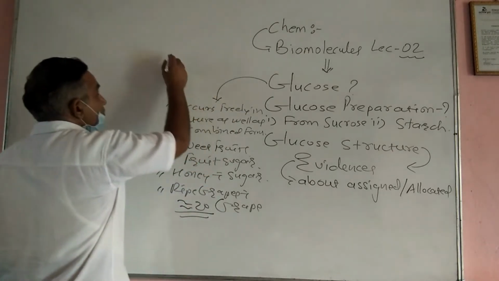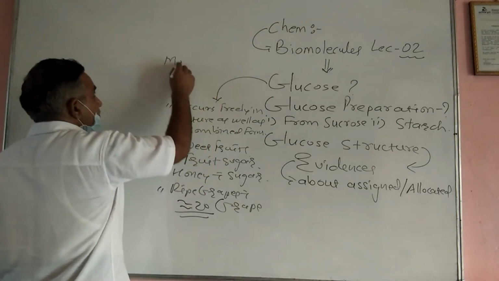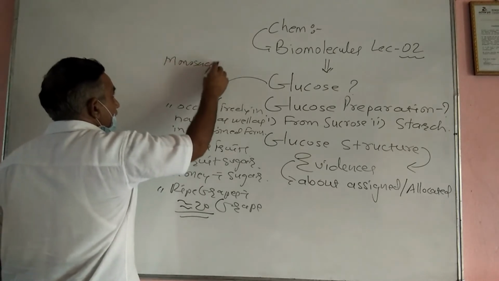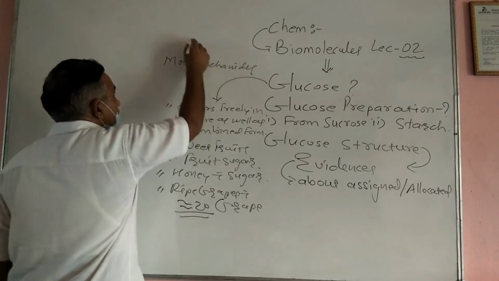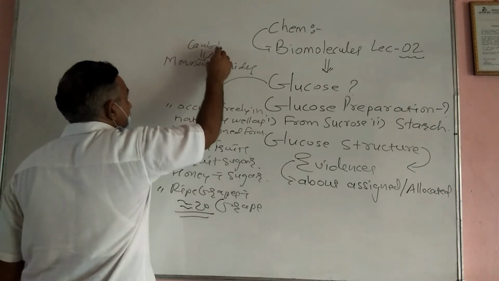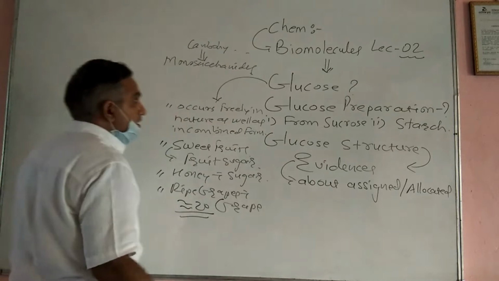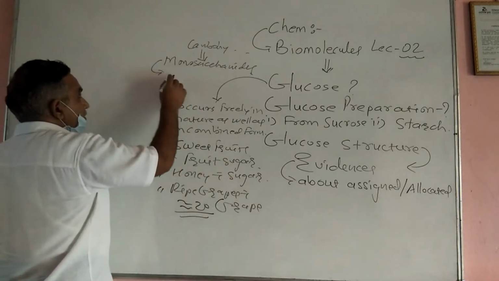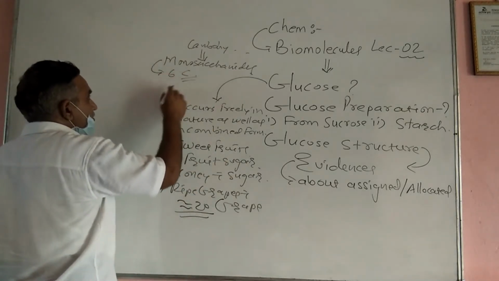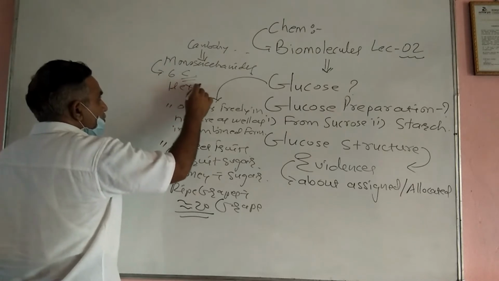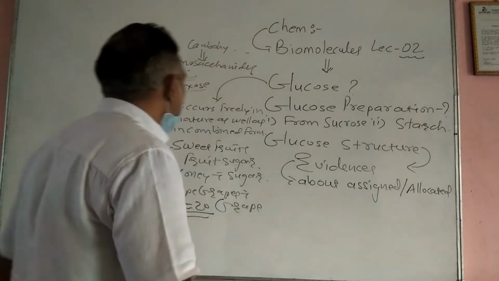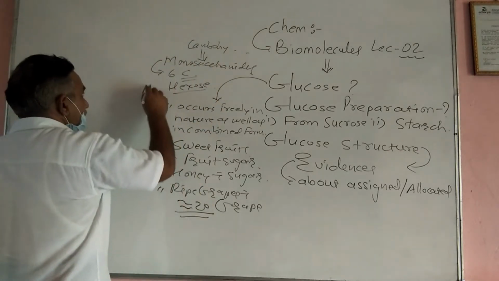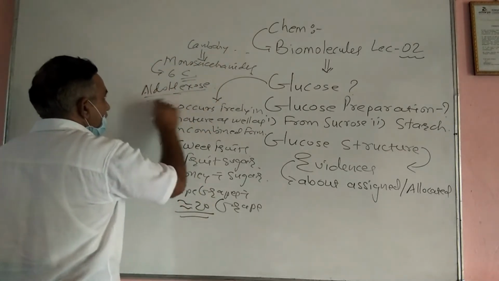Again, this glucose is a monosaccharide, belonging to carbohydrates, and this monosaccharide possesses 6 carbons. Hence this is a hexose sugar, and as it possesses the aldehyde group, this is an aldohexose.